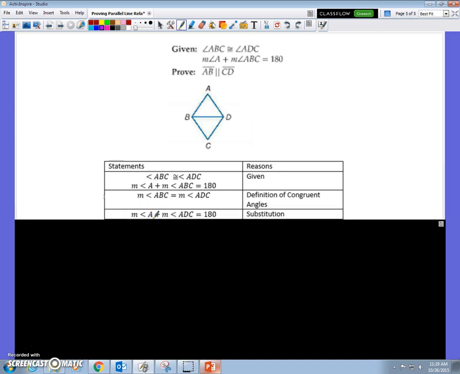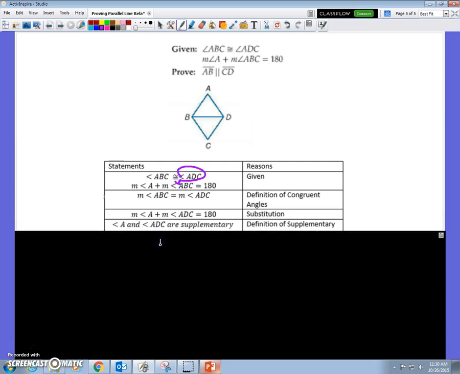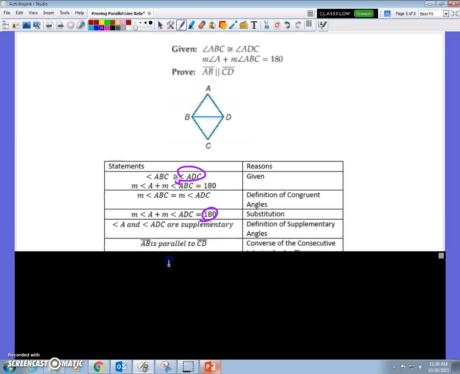Since angle A and angle ABC equal 180, I can just substitute in. Angle ABC and angle ADC have to add up to 180. So I just plug this in right there. And then finally, angle A and angle ADC are supplementary. That's the definition of a supplementary angle. They must equal 180 degrees.